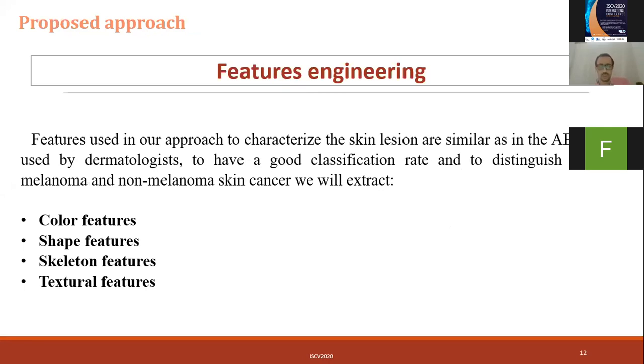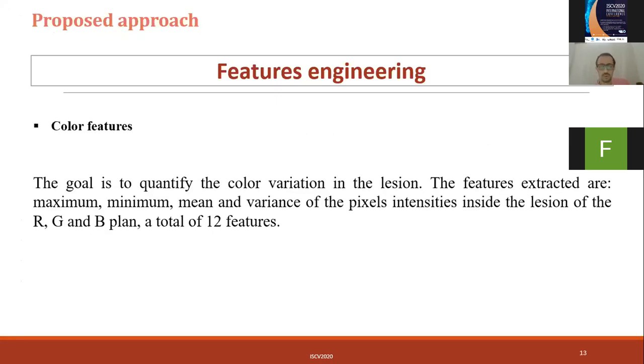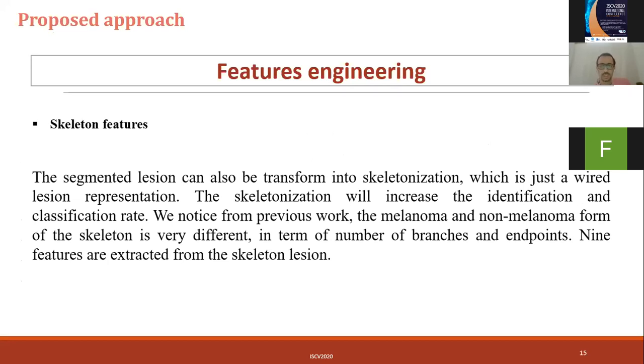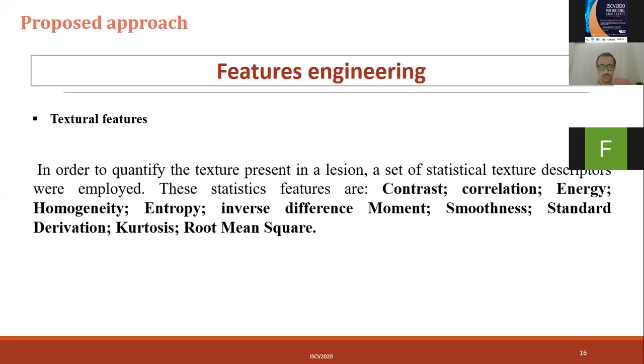Here we have features engineering, which contains two parts: features extraction and feature selection. We will characterize the lesion as dermatologists do in their diagnosis, using the ABCD rules. So we will extract color, shape, skeleton, and textural features. For the color features, we will extract maximum, minimum, mean, and variance from each RGB plane. For the shape, we will extract area, greatest and smallest diameters, perimeter, eccentricity, and so on. From our previous work, we noticed that skeletonization can give a better representation of the cancer, so we will extract 9 features from the branches and endpoints that the skeleton contains. The last one is the textural features. We will extract contrast, correlation, energy, homogeneity, entropy, IDM, smoothness, standard deviation, RMS, and kurtosis.